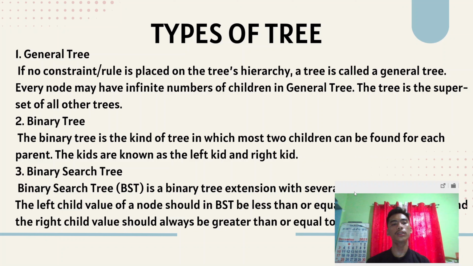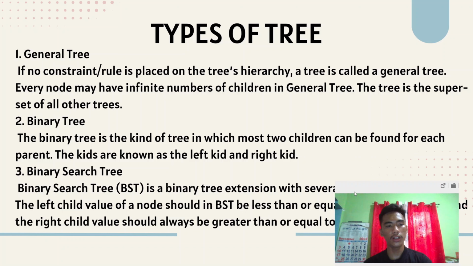So a general tree is a type of tree where no specific constraint or rules are imposed on the hierarchy. In this type of tree, every node may have an unlimited number of children. It is considered a superset of all other types of trees, allowing for a more flexible and arbitrary structure.